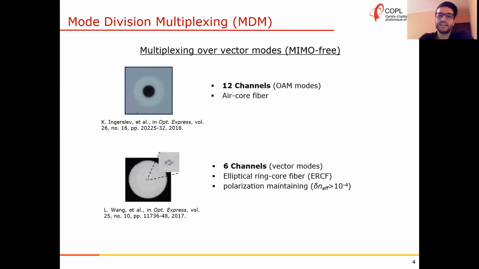Mode division multiplexing can take place also over vector modes. And so an example can be orbital angular momentum modes. Here the authors used an air core fiber to reach 12 channels. Instead, the second fiber was proposed by our group a few years ago. And it is an elliptical ring core fiber supporting 6 vector modes. And we demonstrated the transmission over those modes. And the fiber was also polarization maintaining.